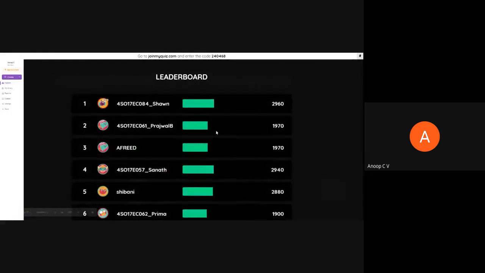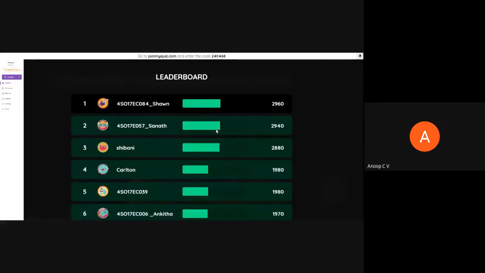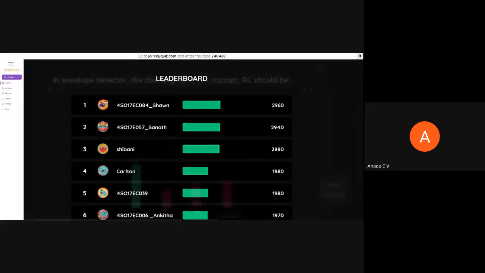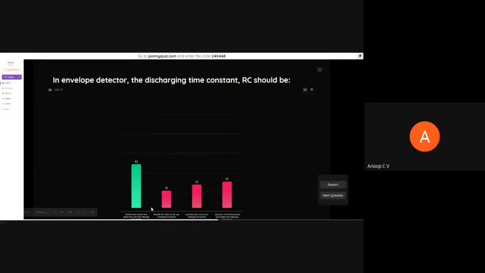So now, what should be the answer, based on what that RC should be? The correct answer is greater than carrier time period, but less than message time period. 42 of you have given the correct answer. If you remember, the capacitor should charge and discharge, but discharge should be slow. The discharging of the capacitor should be slow compared to the carrier time period.